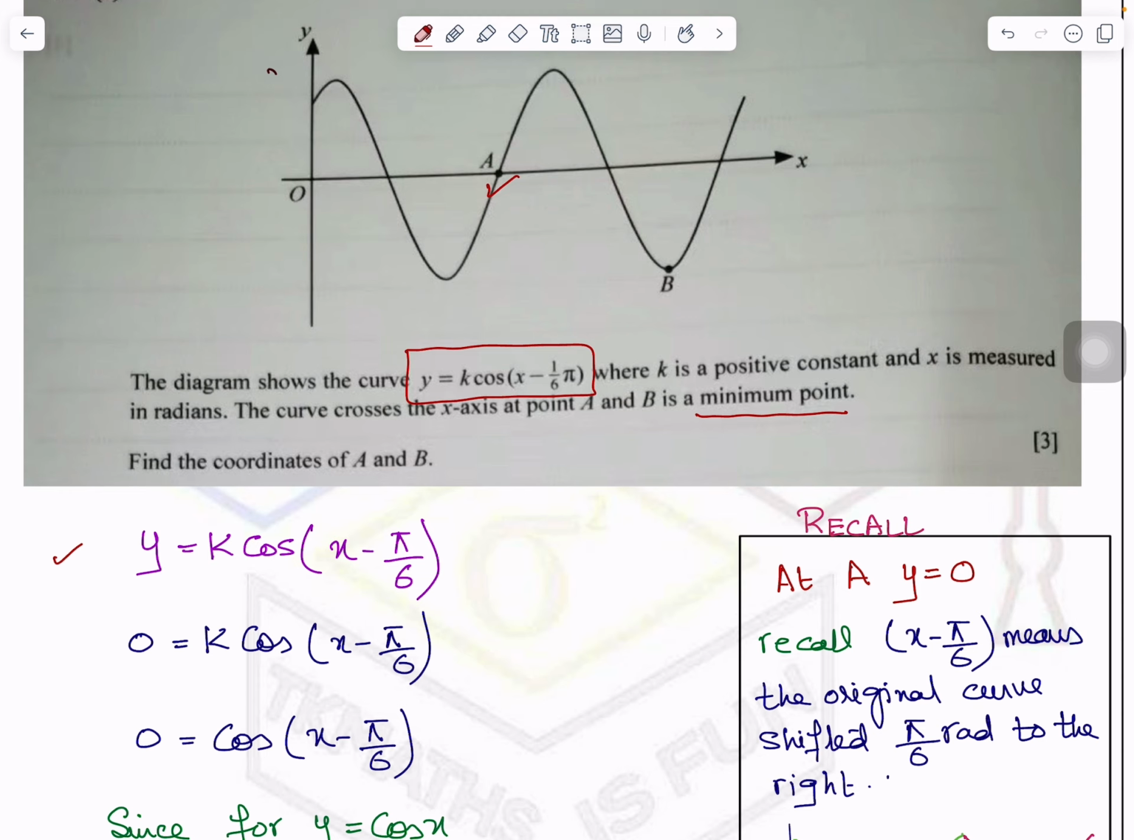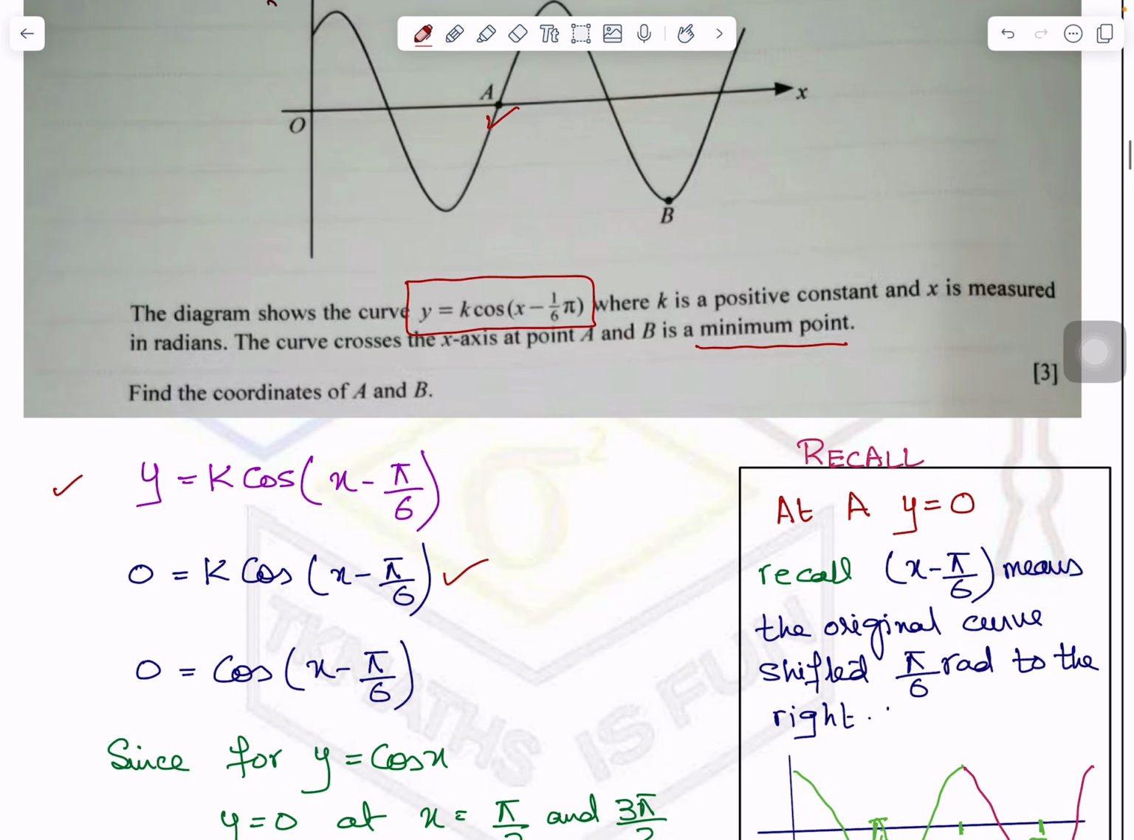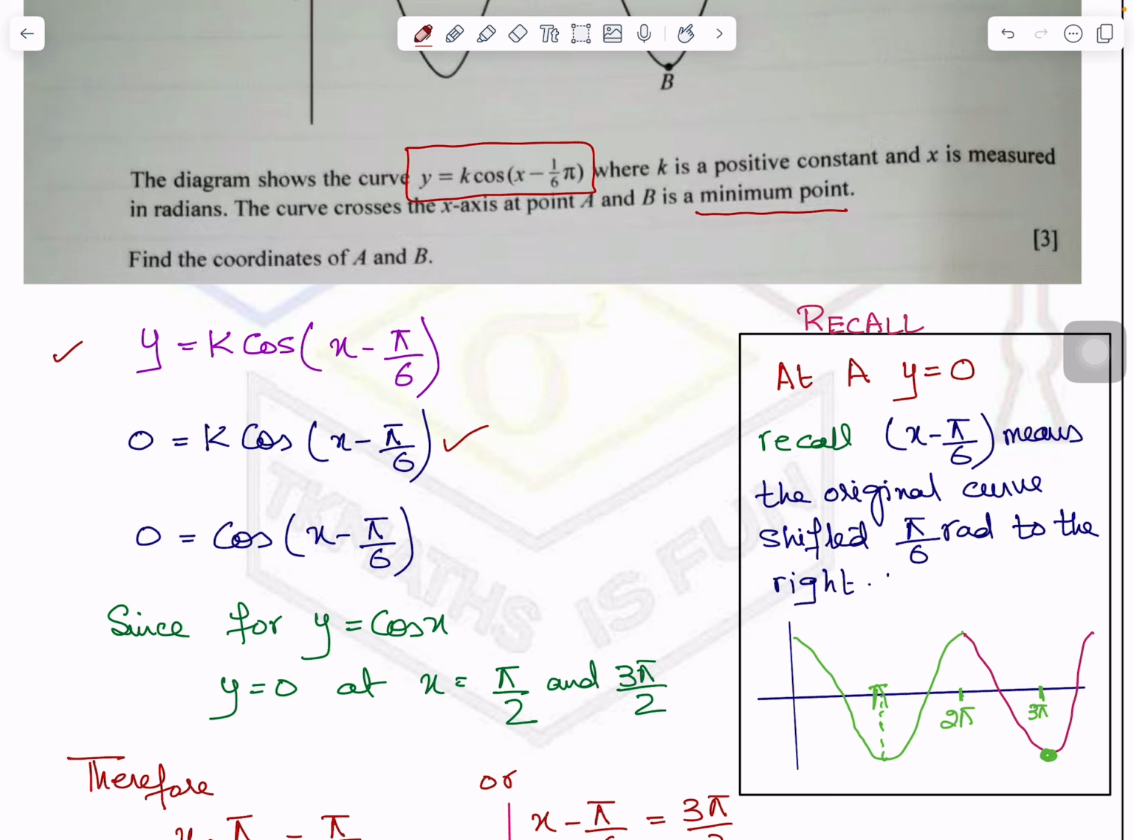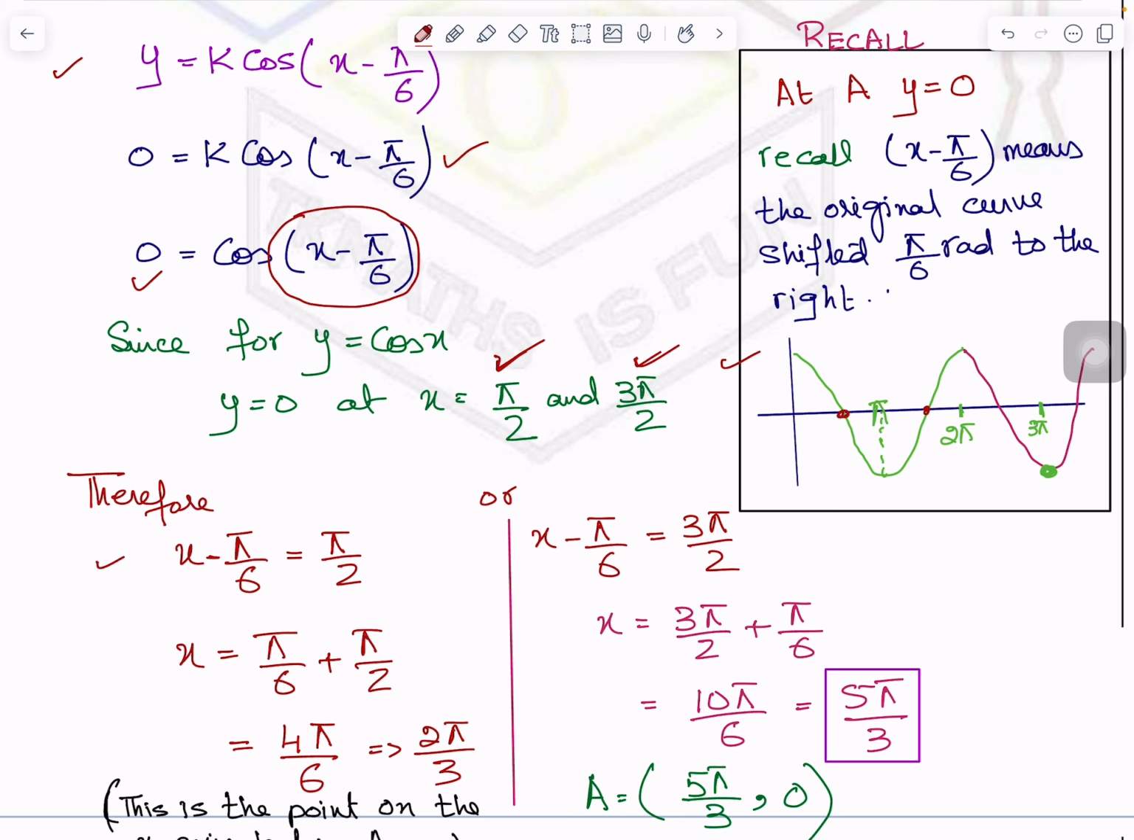I got this equation. Now, I'm helping you to recall from the graph of cos. Cos is 0 at this point, which is pi by 2, then at this point, which is 3 pi by 2. So this angle should equal pi by 2 and 3 pi by 2. Only then you can get 0. That's why I have done these two workings here: x minus pi by 6 equals pi by 2, and x minus pi by 6 equals 3 pi by 2.